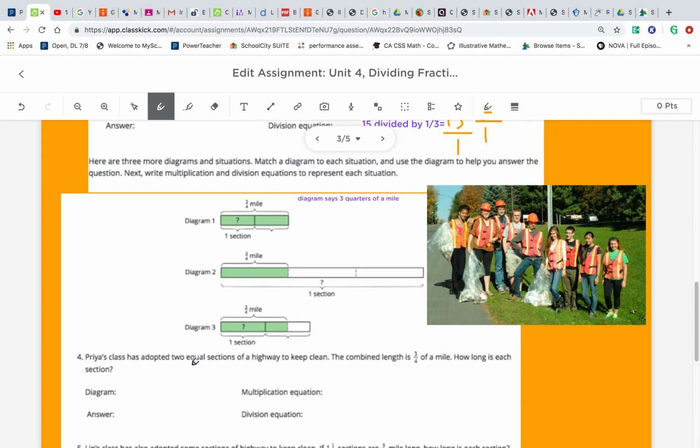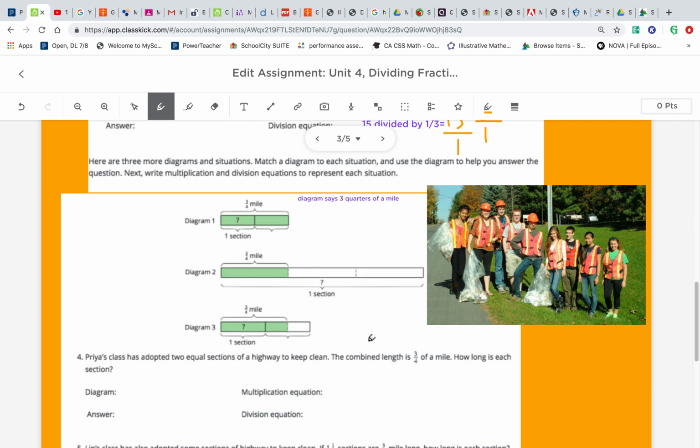Okay, so number 4, Priya's class has adopted 2 equal sections of a highway to keep clean. The combined length is 3/4 of a mile. So you put everything together, it comes out to 3/4 of a mile. So we want to know how long is each section, right? Because it has 2 equal sections. One group will do one section, the other group will do the other section, right? So which diagram here describes that?